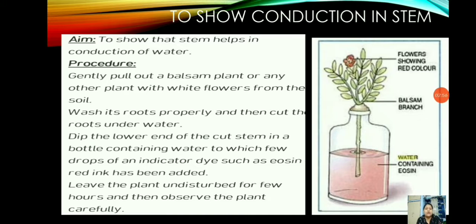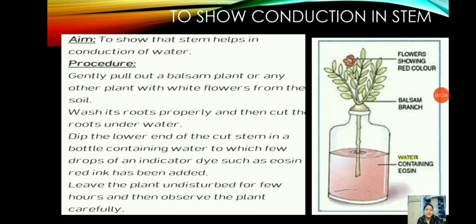The aim is to show that the stem helps in conduction of water. So what steps do we need to follow? Procedure means the steps. Gently pull out a balsam plant or any other plant with white flowers from the soil. So you can uproot any small plant with white flowers. Then wash its roots properly and then cut the roots under the water.